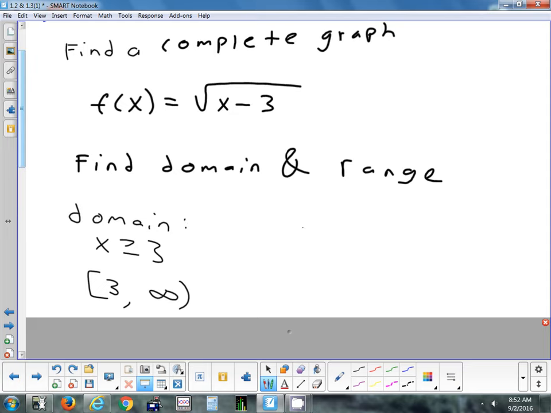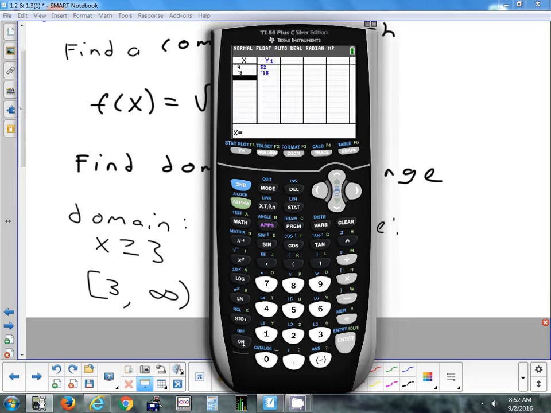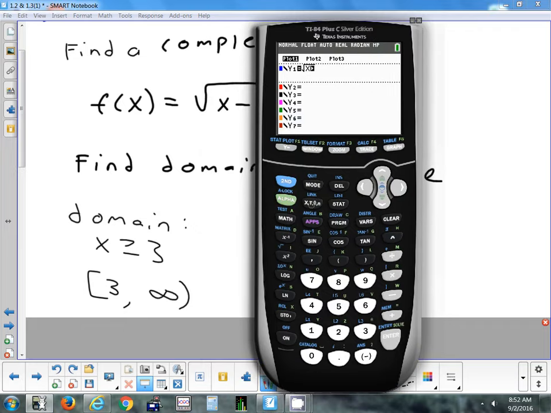All right, and let's do the range. Let's graph it, because if you're not familiar with square root functions, you might need a picture. Square root of x minus 3. I already have an idea of my domain. It's from 3 to infinity. So I'm going to set it at 0. I just don't like my graph to be right on the edge of the screen.